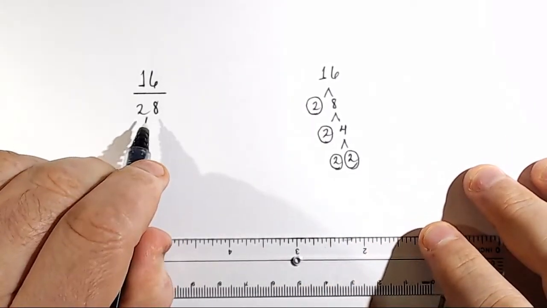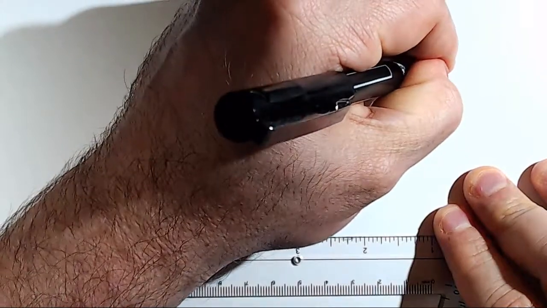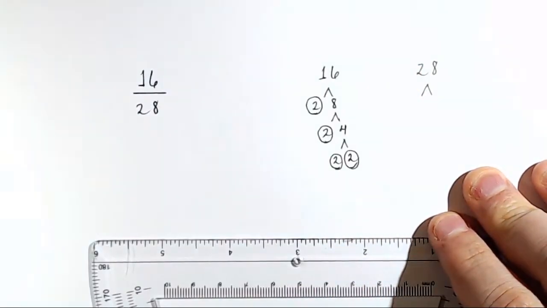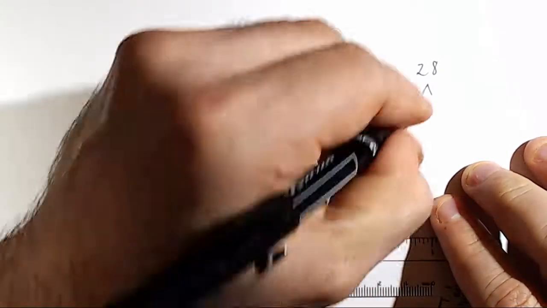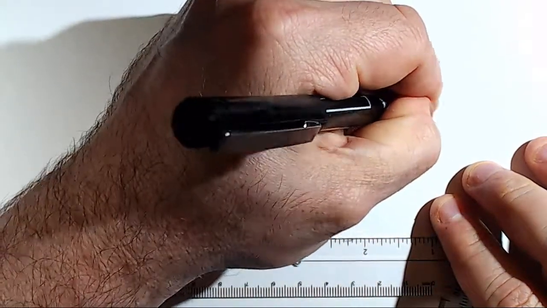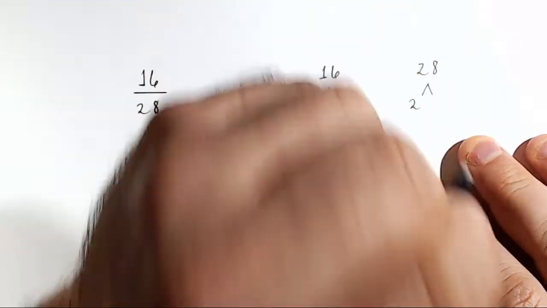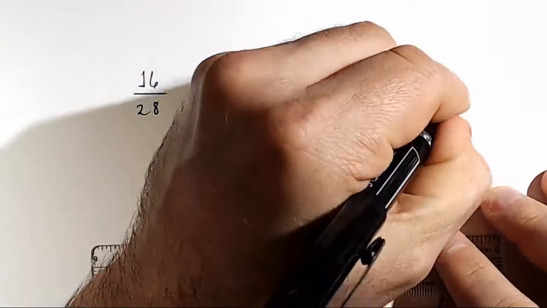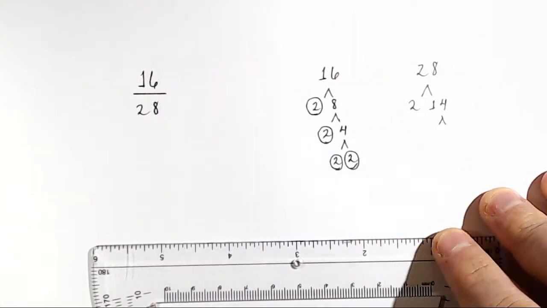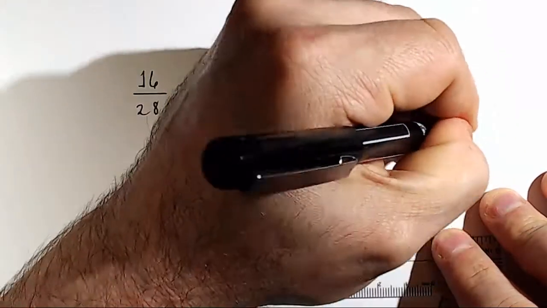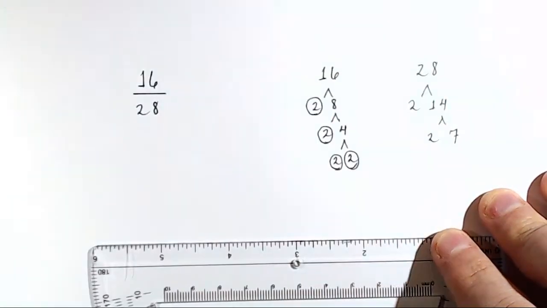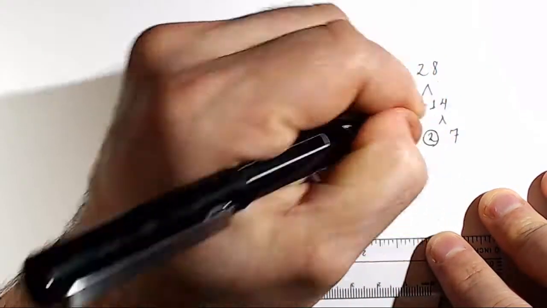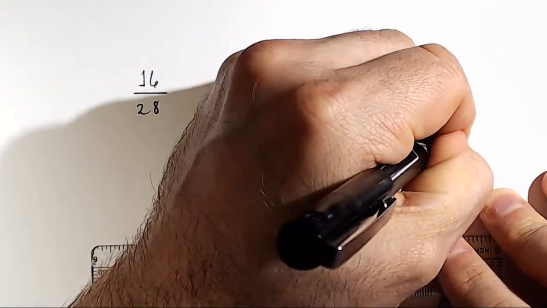Now let's take 28. Okay, 28 is not a prime number and it is even. So the smallest prime number that 28 can be divided into is 2. Okay, and 2 times 14 is 28. But 14 is not prime. So we break that down into 2 times 7. All right, so 28 is actually equal to 2 times 2 times 7.